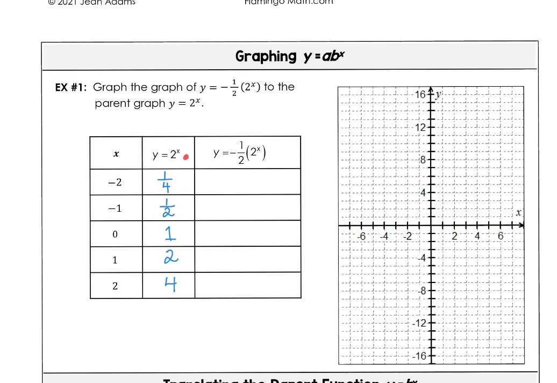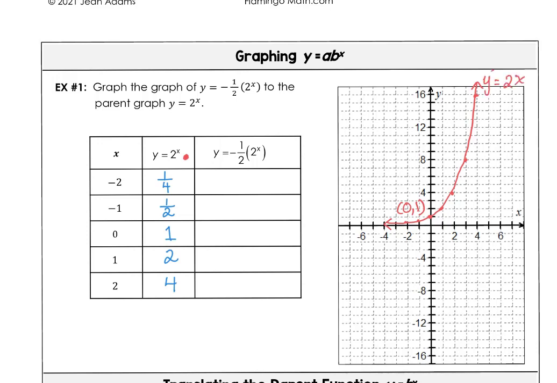2 to the x. When x is negative 2, y is 1/4, and negative 1, it's 1/2. And 0, 1 is on our graph. 1, 2. 2, 4. If we kept going, 2 to the 3 would be 8, and 2 to the 4 would be 16. So we could get that parent graph going along as exponential growth like such. So this is our parent function, and its hk value is 0, 1.